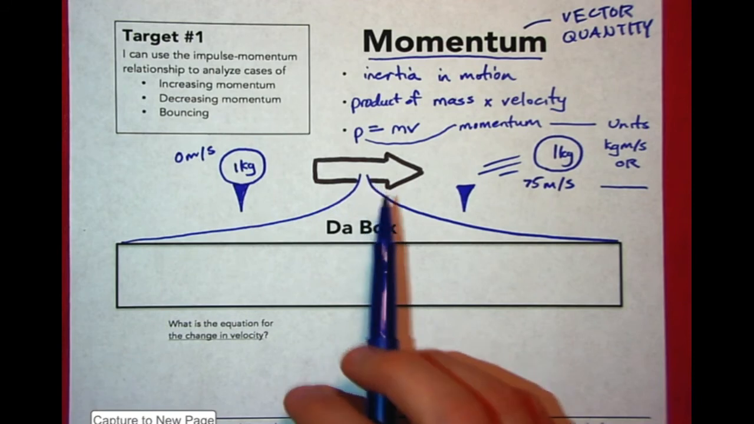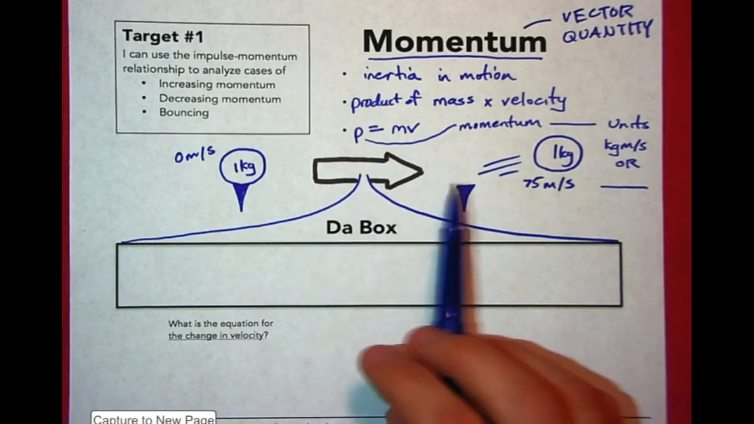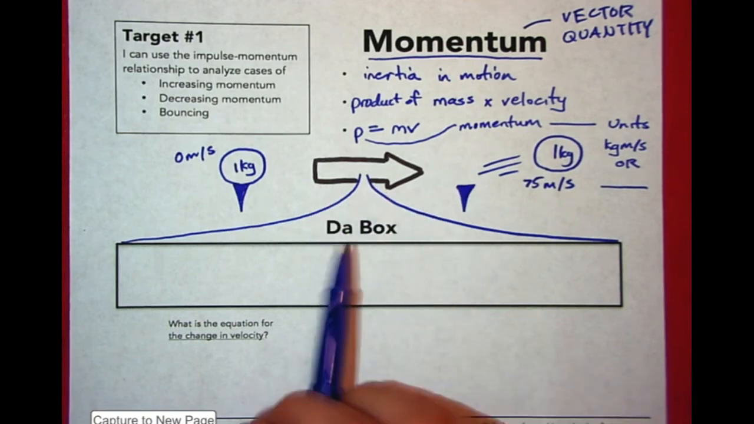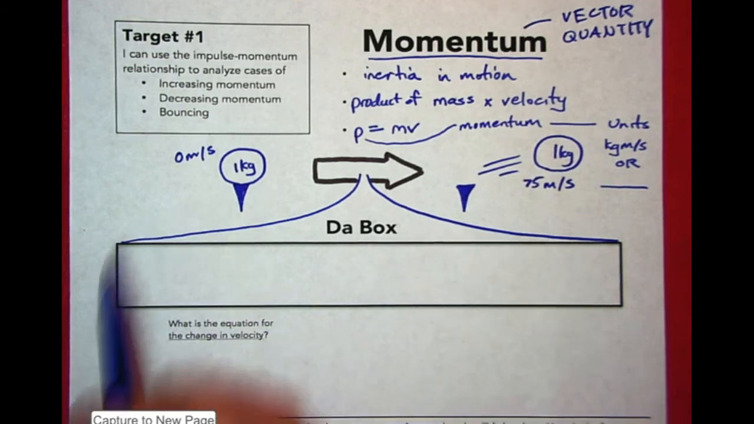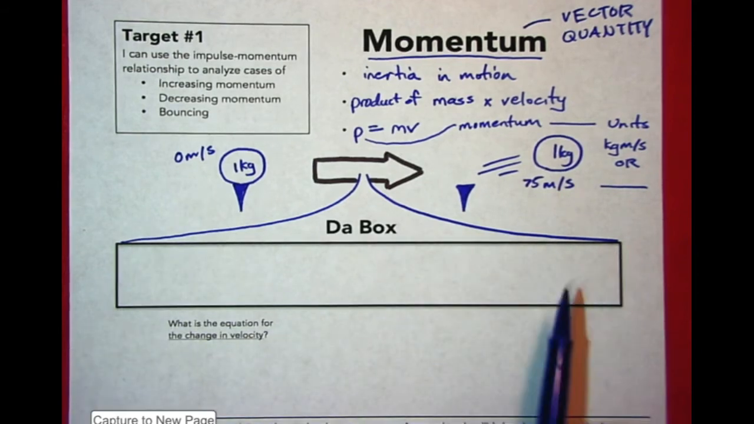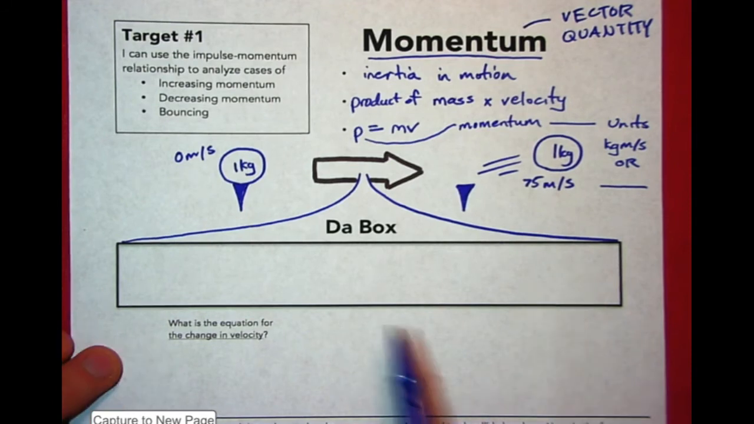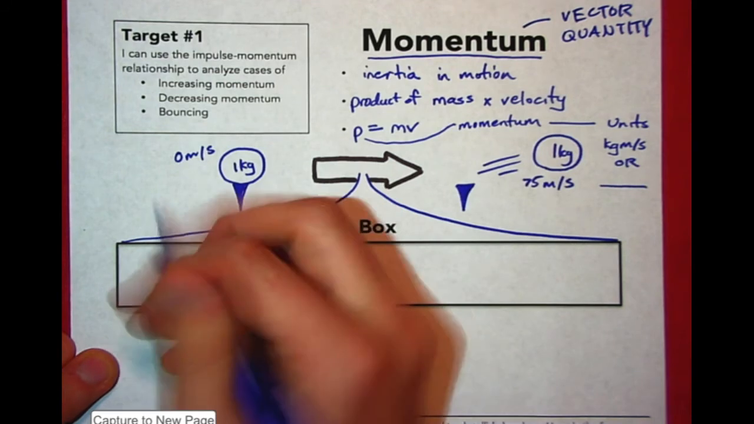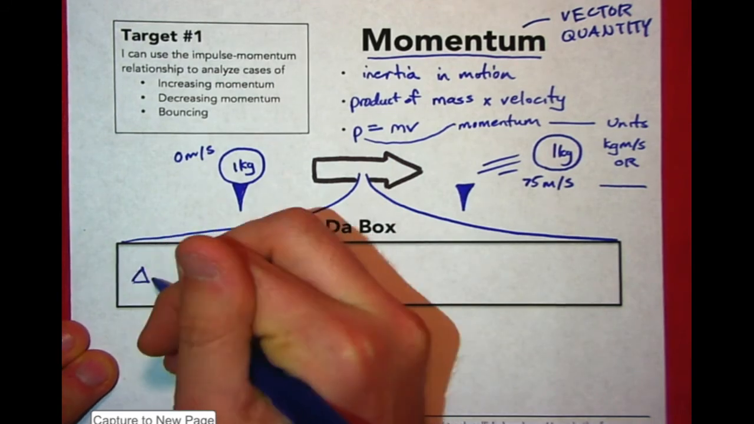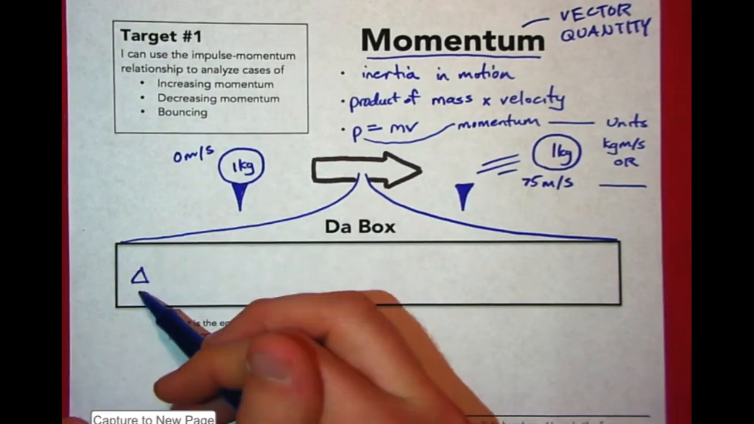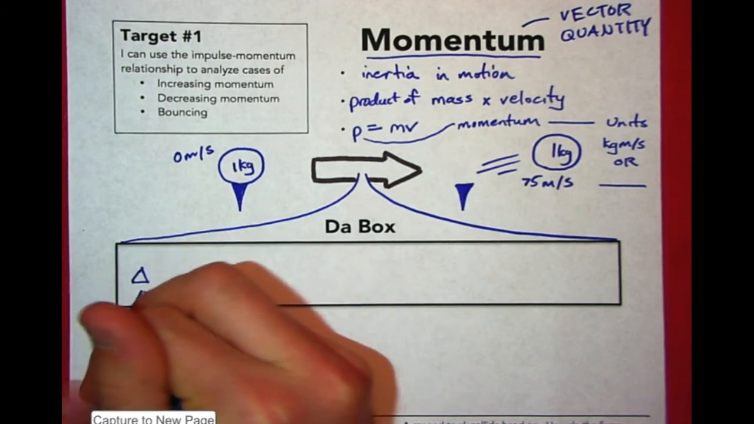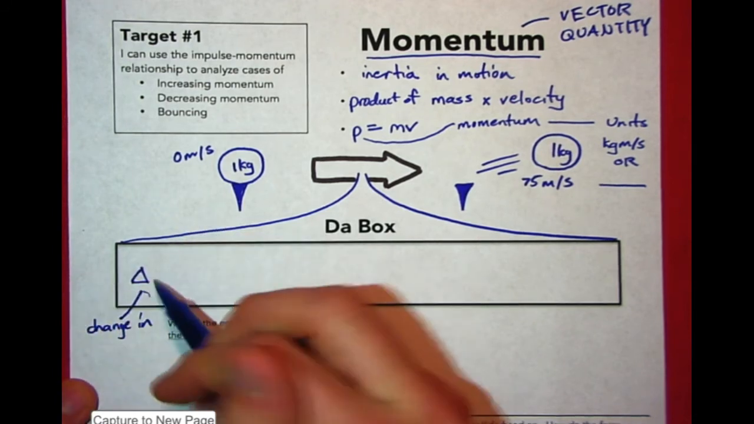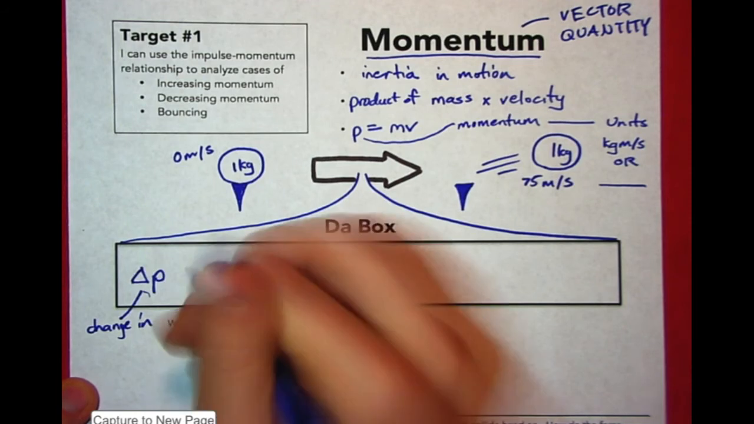Now we have to calculate how we're going to determine this change in momentum, and we're going to use the box right here. This is going to be an extremely important tool for this target, probably the most important part of this target. If we're going to be determining a change in momentum, how we're going to represent that mathematically is this delta. Anytime we have a delta, that just means change in. And so delta P means change in momentum.